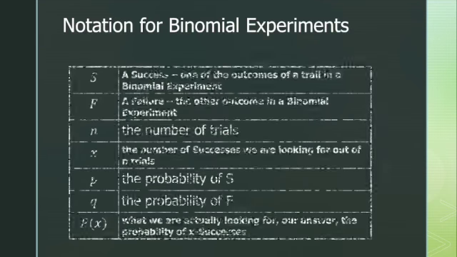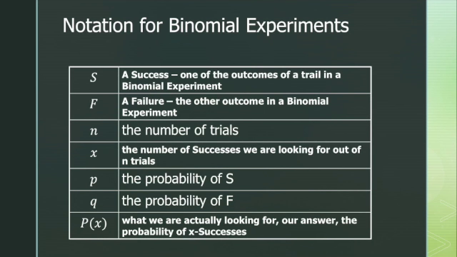So here's some notation. We have S for success, F for failure, N is the number of trials. Let X be the probability of the number of successes. Sorry, not the probability. X is just the number of successes. P is the probability of success, and Q is the probability of failure. Note that P of X, when I put that P out front, that automatically tells us we're looking for a probability. P of X is the probability of X successes.